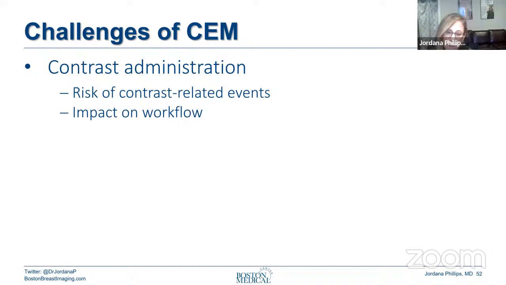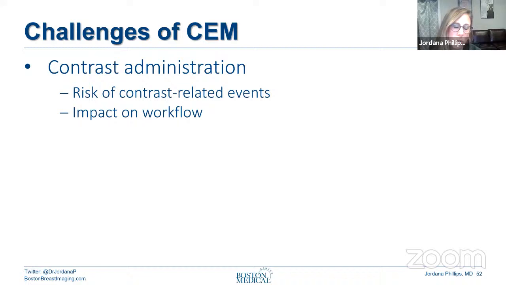Contrast-associated acute kidney injury or contrast-induced nephropathy is not really a thing anymore. Or I should say, people are questioning whether it's really a thing anymore. And so some institutions are actually not even evaluating for underlying risk factors for this contrast complication. That being said, the ACR contrast manual still treats it as an entity to be mindful of. And so you should talk to your individual institution to see how they navigate this. Do they test people's renal function before administering contrast? Or you can always refer to the ACR contrast manual for how to navigate this.